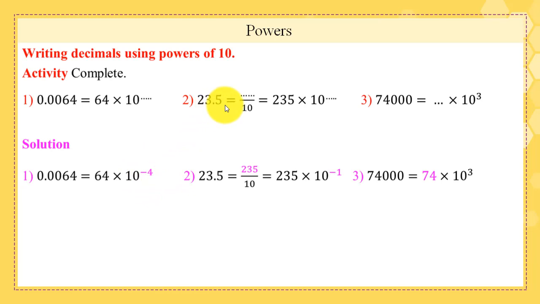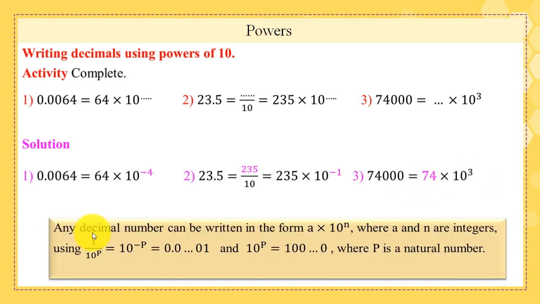Similarly, 23.5, since there is one digit after the decimal point, which is 5, so 23.5 equals 235 over 10. We can write it as 235 times 10 to the power minus 1. The power in the denominator is 1, and it goes up with a negative power to the numerator. Finally, 74,000. We know that 74,000 equals 74 times 1,000, which is equal to 74 times 10 to the power 3.